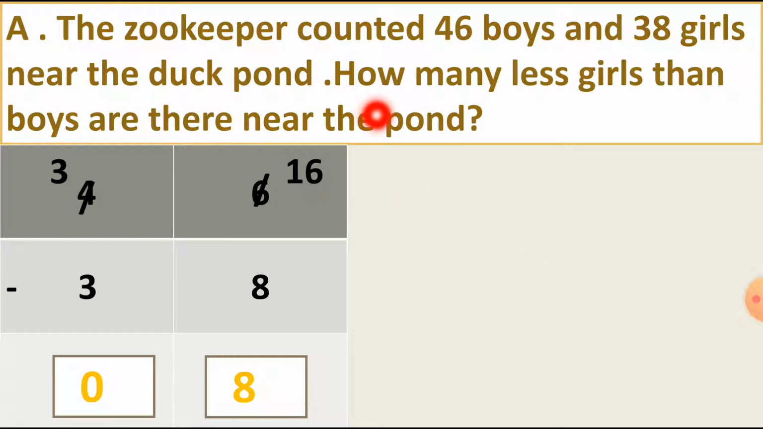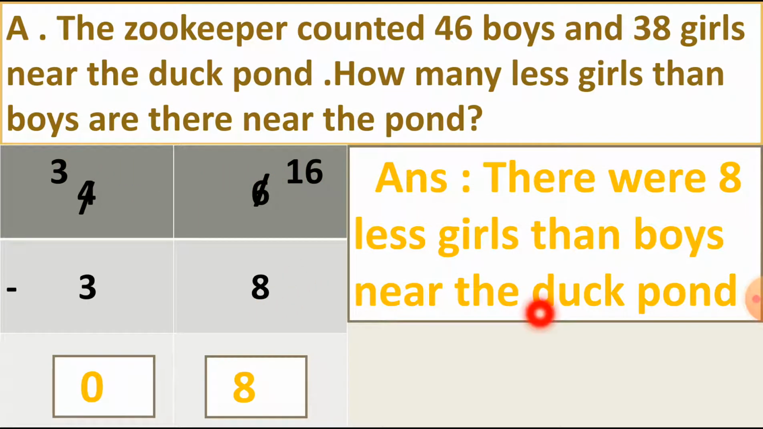So the answer of this, how many less girls than the boys are near the pond? So you can write down the answer. There were 8 less girls than boys near the duck pond. You have to write down the last sentence with the answer here.